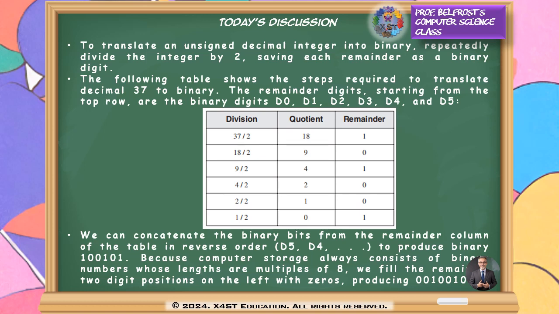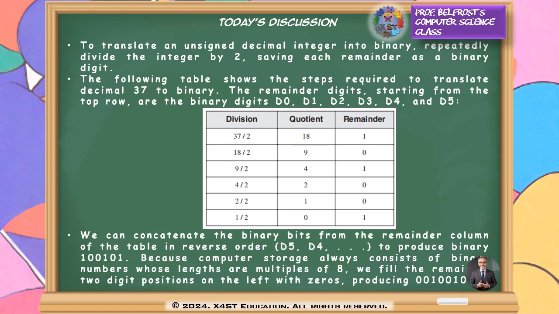So 37 divided by 2 is 18 with remainder 1. Then 18 divided by 2 results in 9 with no remainder. Then 9 divided by 2, the quotient is 4 with 1 as remainder. Okay, so then we continue on. 4 divided by 2 is 2 with no remainder. Then 2 divided by 2 gives 1 as quotient and no remainder, and finally 1 divided by 2 gives us quotient 0 and remainder 1.